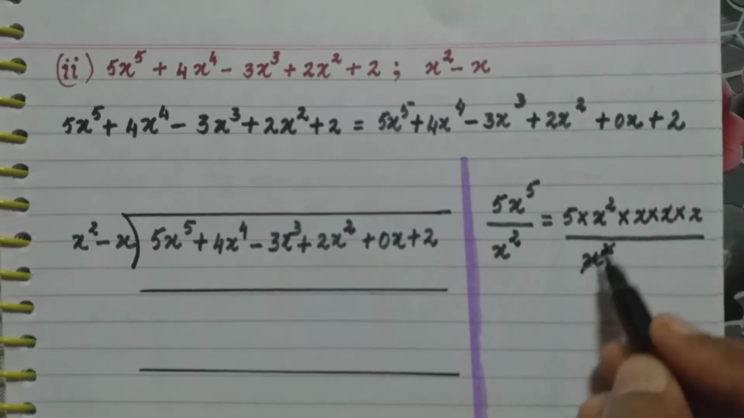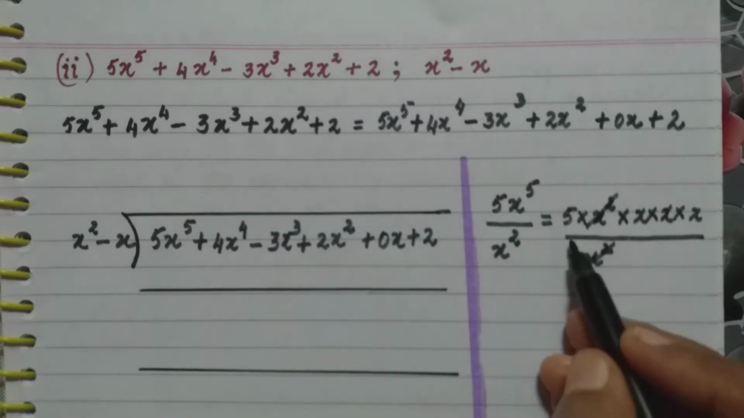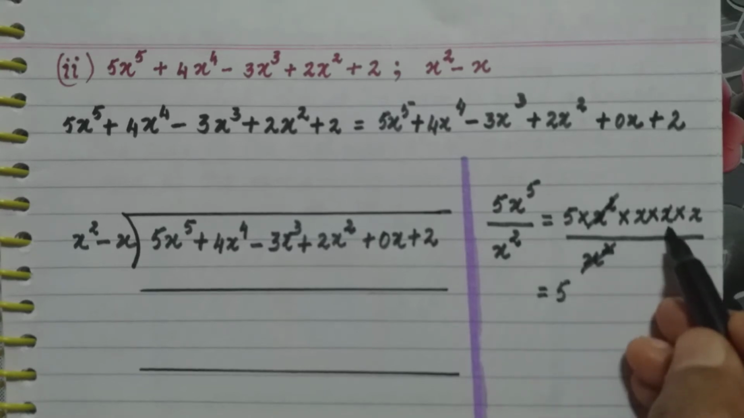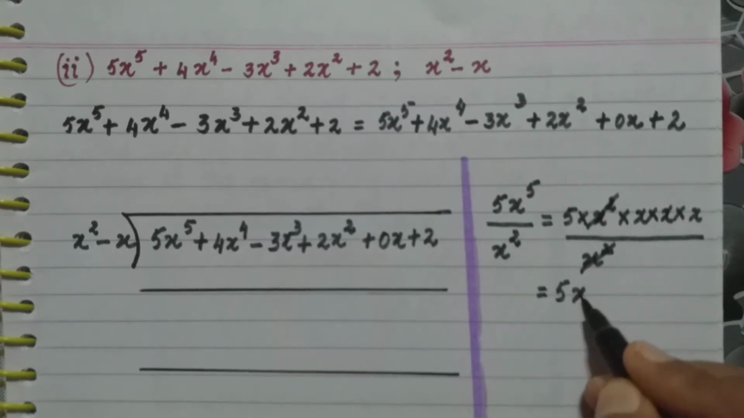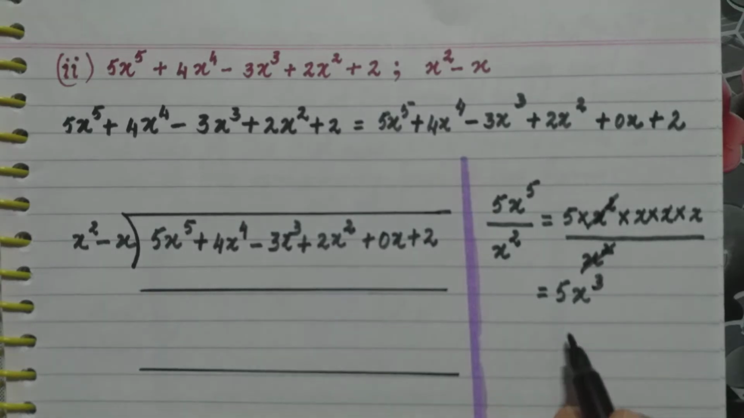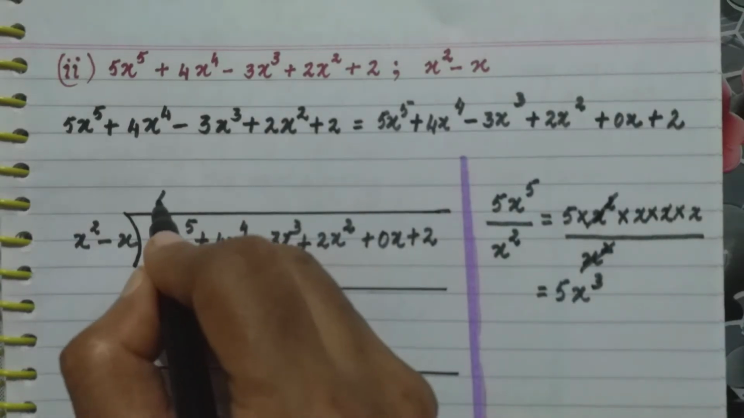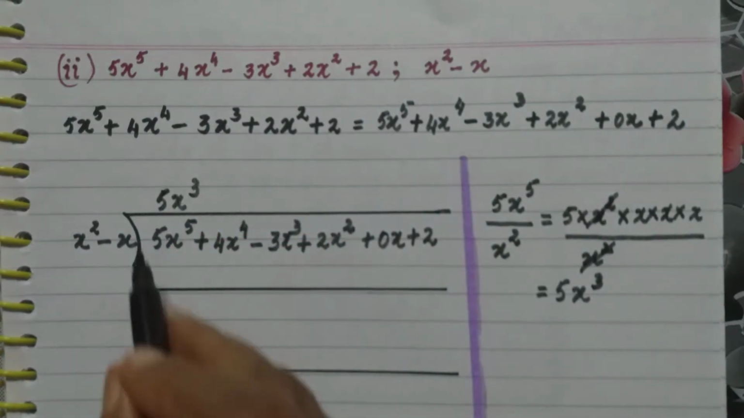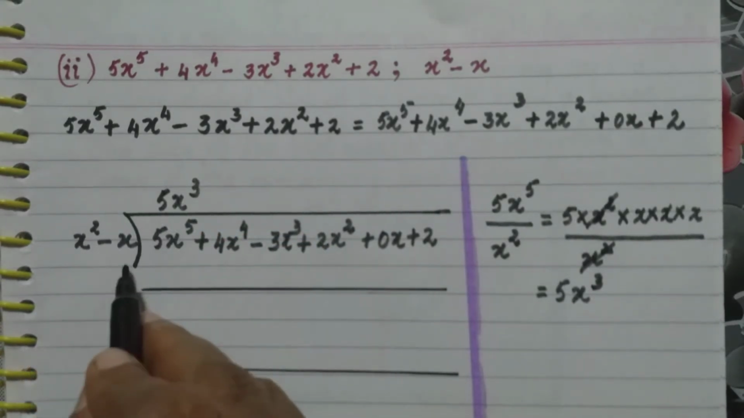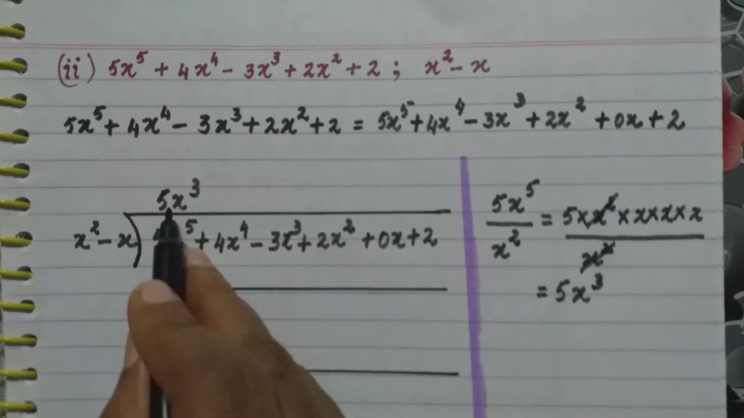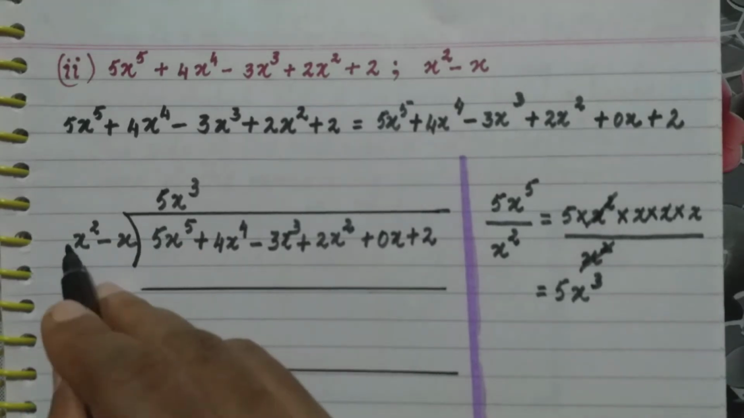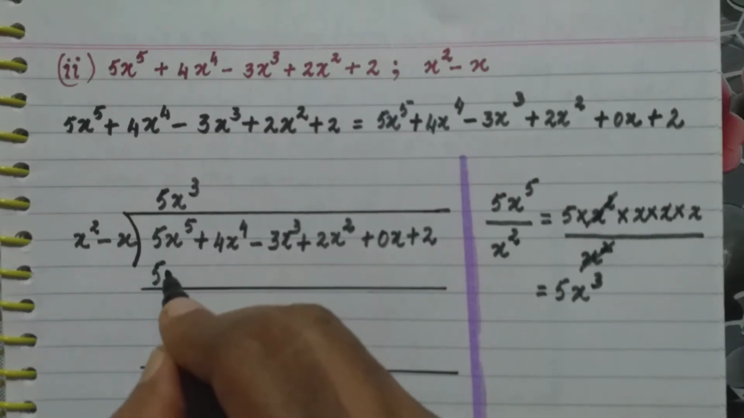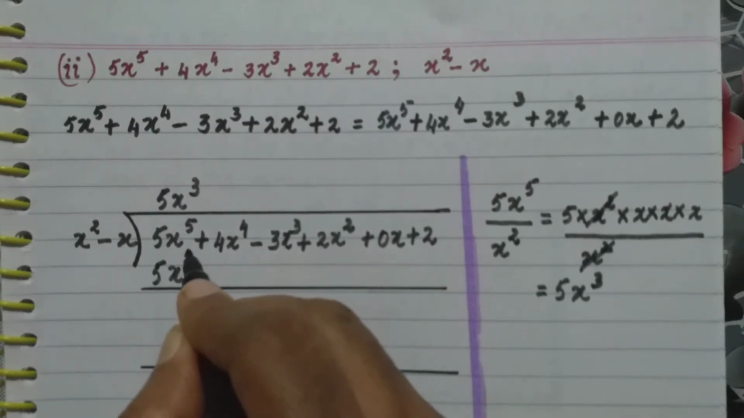What happens then? X square and x square cancel. What is left now? 5 x into x into x is x cube. So I can write here in the quotient place 5x cube. Now I multiply 5x cube with both these terms. 5 into 1 is 5. X cube into x square is x raised to 5.